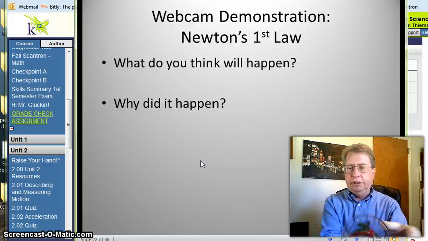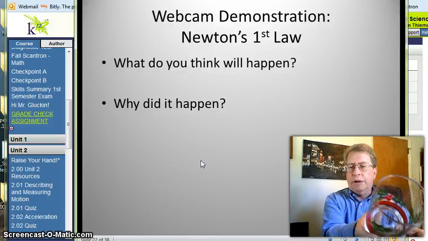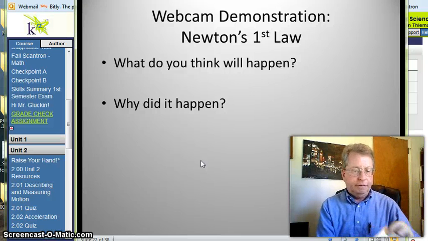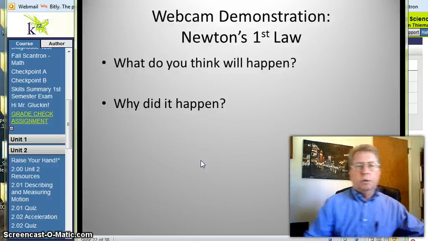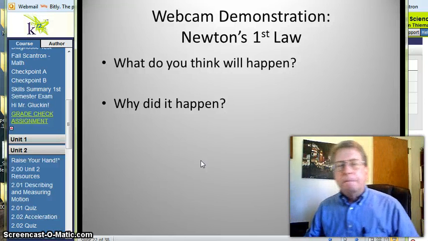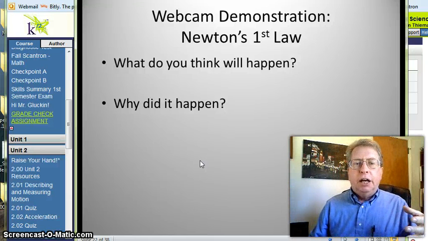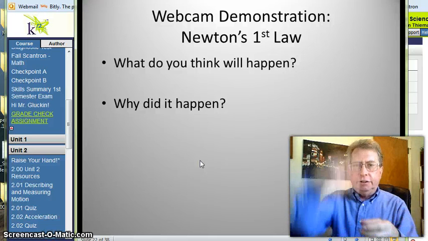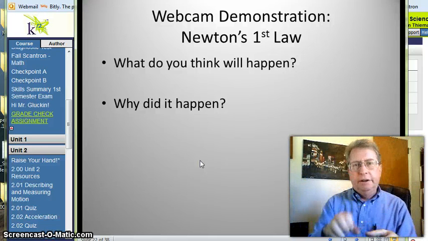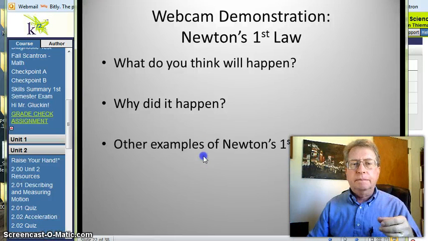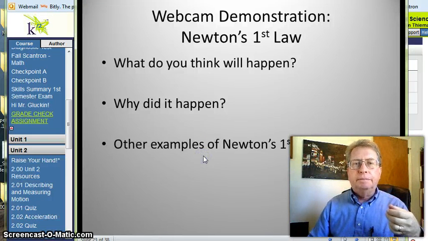Okay, so you see here, the quarter dropped straight down into the cup, right? Straight down. So why did that happen? What force was operating on that coin to cause it to simply drop down instead of going in the direction of the force? And can you think of other examples of Newton's first law?